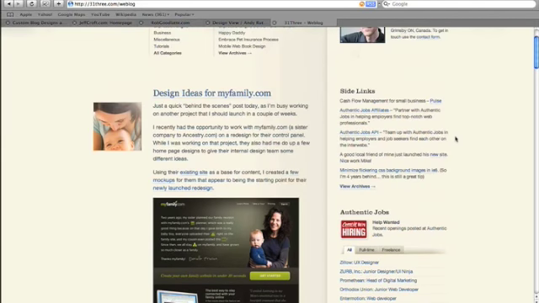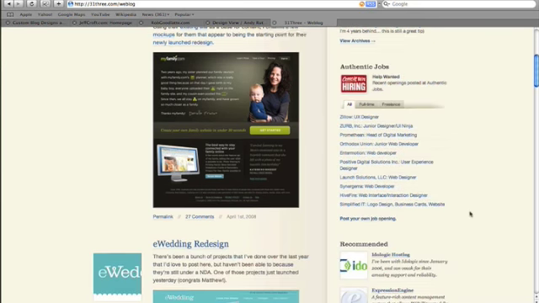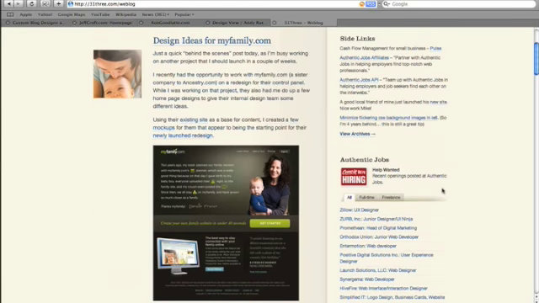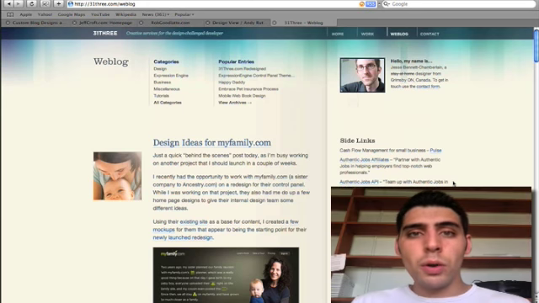And again, for the larger units here, we've got the side links, it's all one unit, but then that's broken up from the authentic jobs, which are another unit, and then the recommended. And everything's just broken up into units, and spacing is used to help keep things together or to separate them.